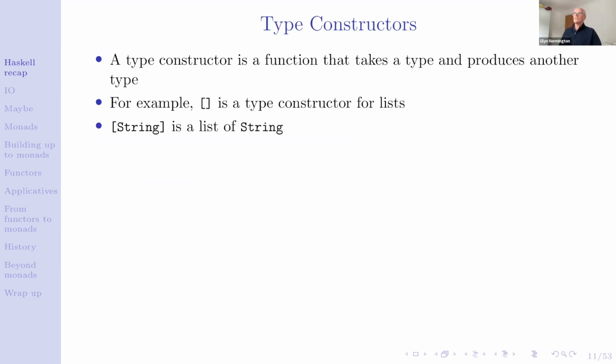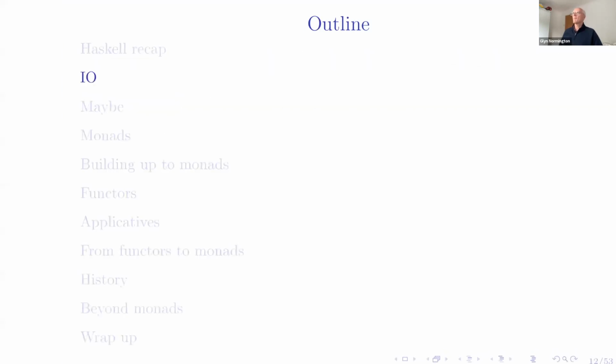Right, type constructors are worth knowing about. It's a function that takes a type and produces another type. And we've already seen one, square brackets. That takes any type you like, any concrete type, and produces a list of that type. So list of string, square bracket string, is a list of string. It's taking one type, string, and producing another type.